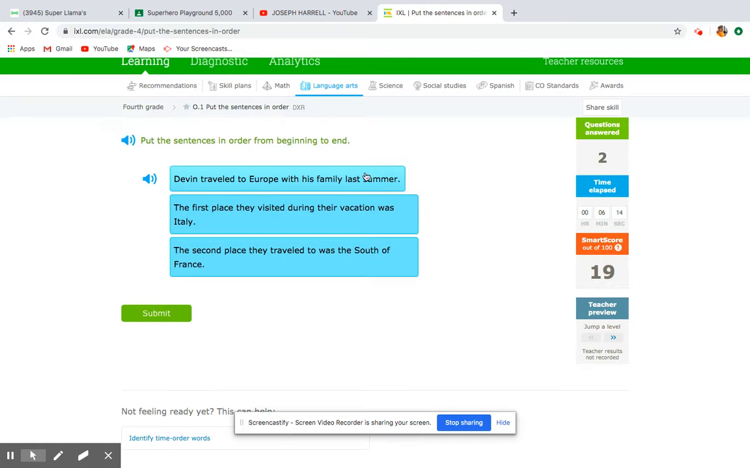Devin traveled to Europe with his family last summer. The first place they visited during their vacation was Italy. The second place they traveled to was the south of France.